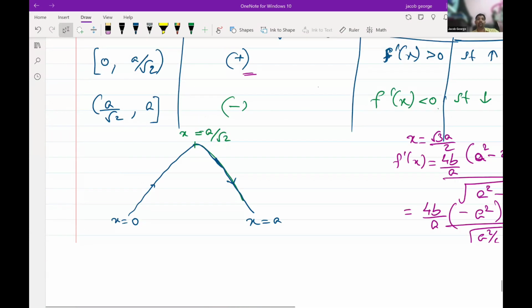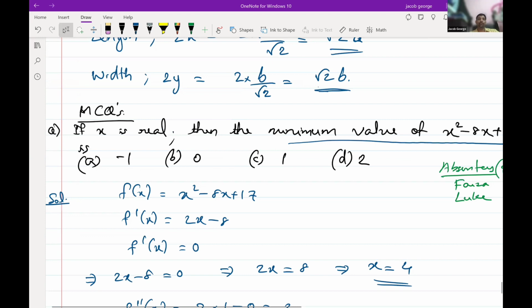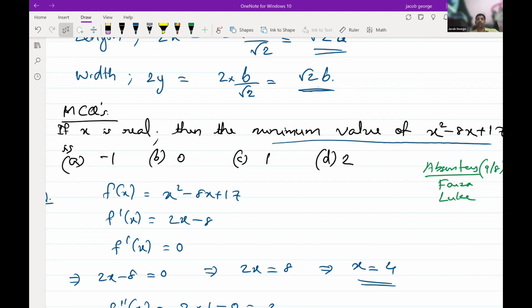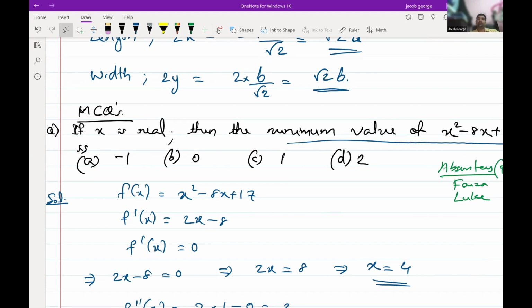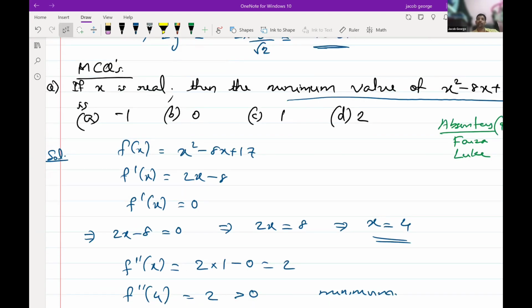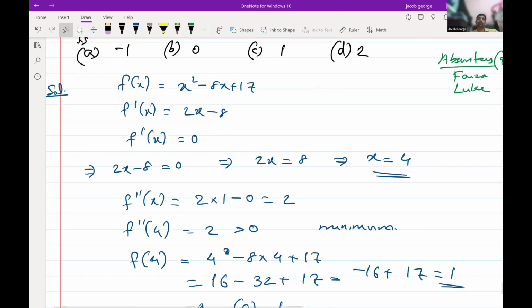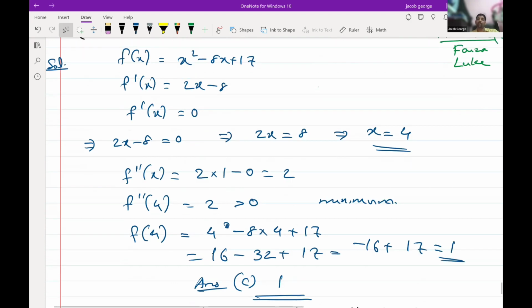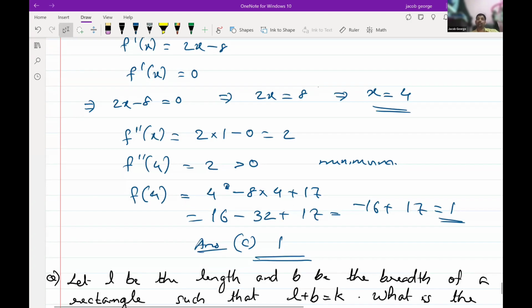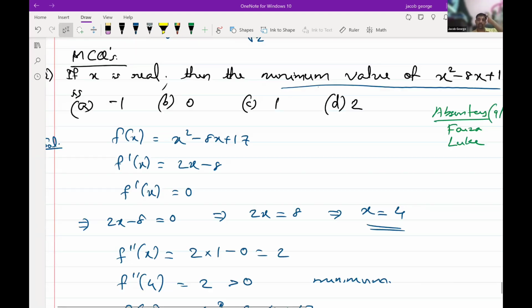Yes, these are some typical MCQs. If x is real, then the minimum value. So minimum value means we find first derivative f dash x equated to 0. Then second derivative test is applied. So we got x is 4. That is a critical point. F double dash x is positive. So it is minimum at x equal to 4. Then substitute that in the function. We get the minimum value. This type of simple questions can be asked.